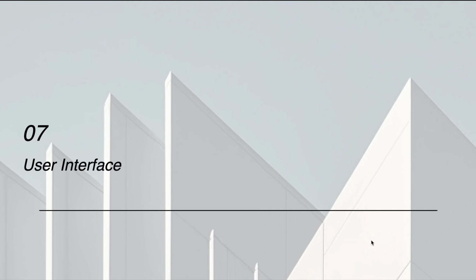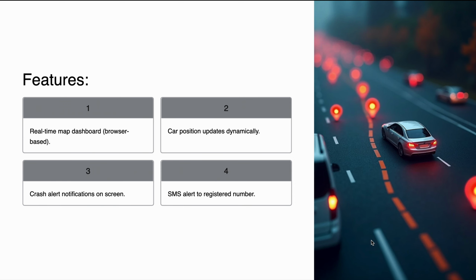The seventh part is the user interface, which has the key features. Here are the four main key features. The first one is the real-time map dashboard, which is shown by the Raspberry Pi. The second one is the car position updating dynamically, meaning the GPS tracking system. The third one is the crash alert notification, meaning that if any crash happens, the GSM module will send an SMS alert to the emergency contact. The fourth one is the SMS alert to a registered number.